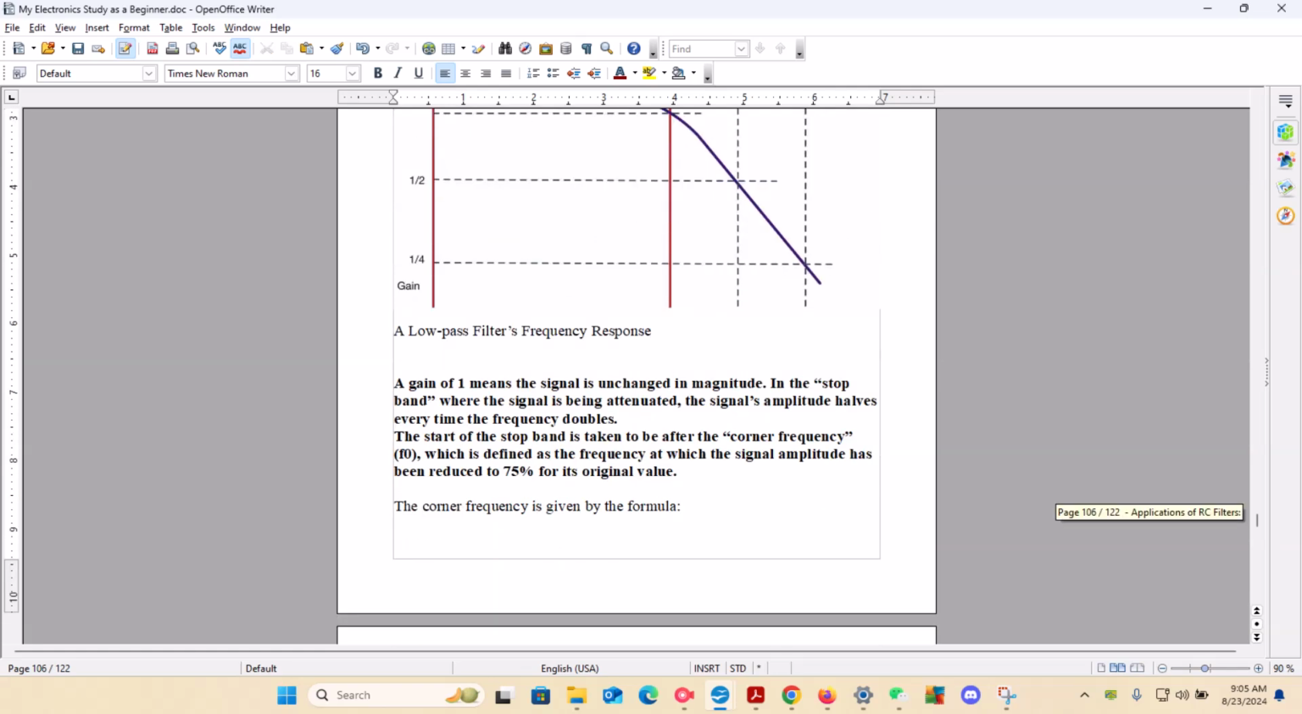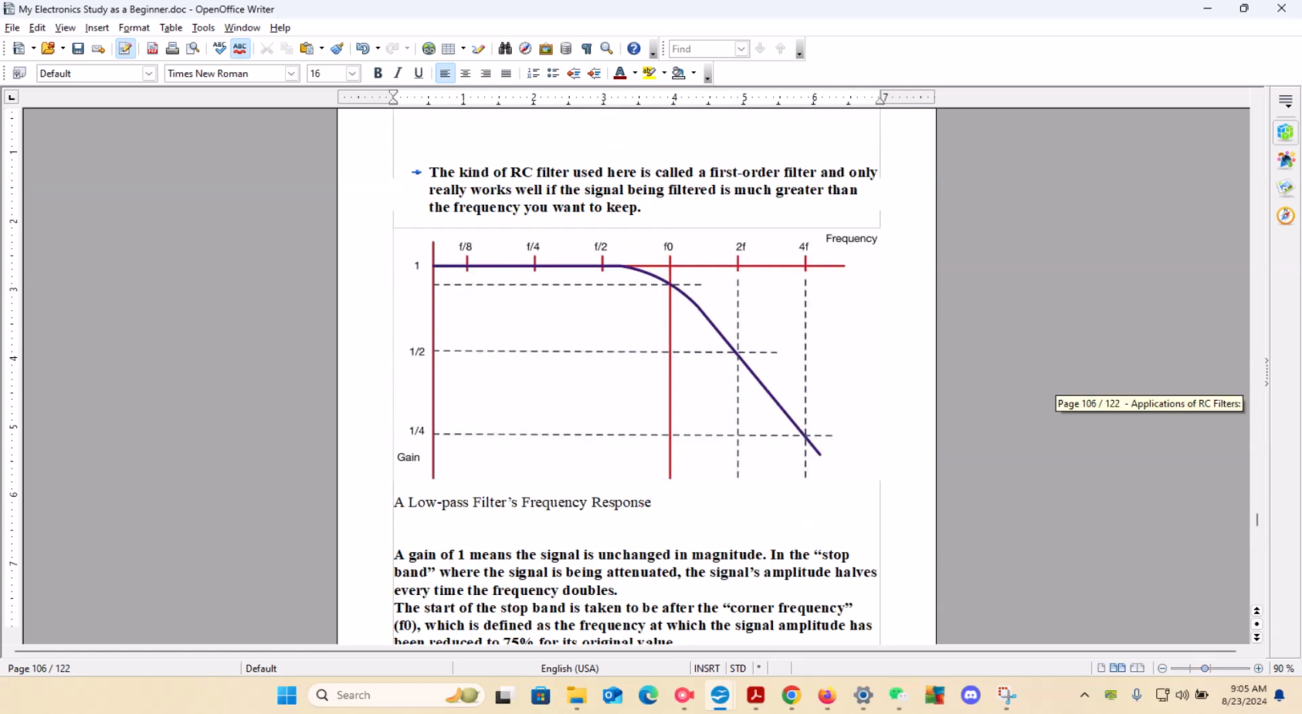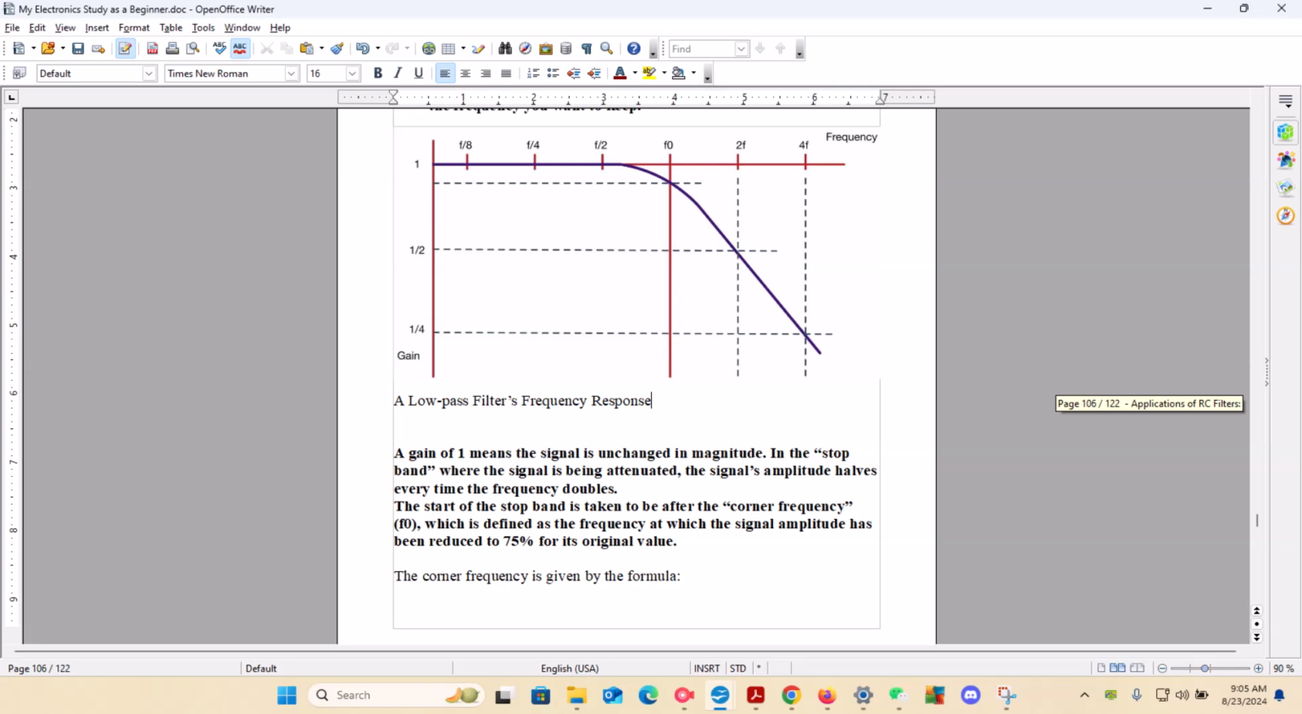Now a gain of 1 means the signal is unchanged in magnitude. In the stop band, as I have it in quotes here, where the signal is attenuated, the signal's amplitude halves every time the frequency doubles. Why? Because the greater the frequency, the more power output is required. That's one of the reasons.